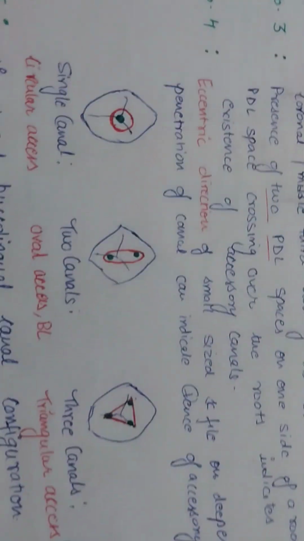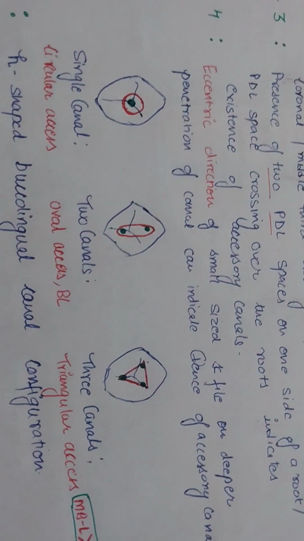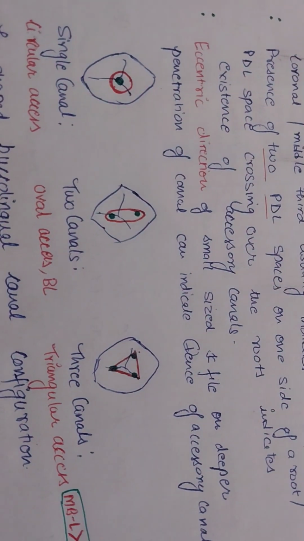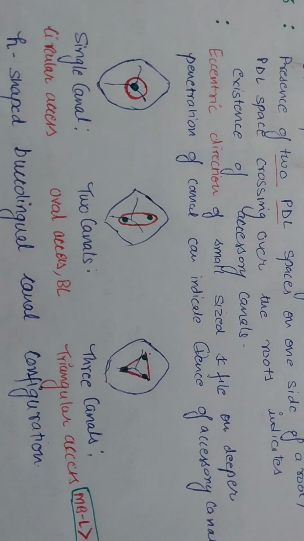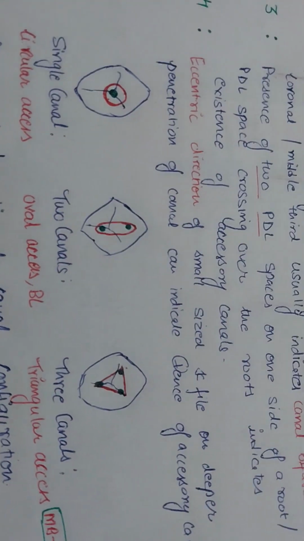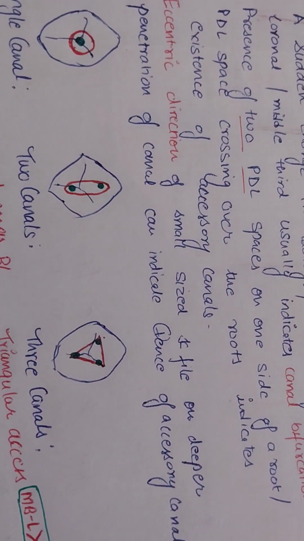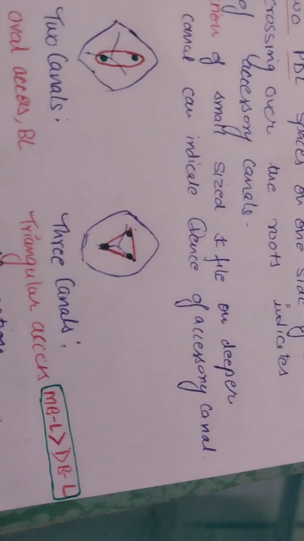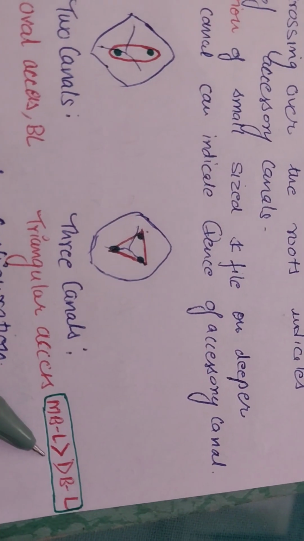Tip number 4: we have to check the size of the access, and the size and location of the orifice. An eccentric direction usually indicates the presence of accessory canals. If there is a single canal, the access is circular. If there are two canals, the access is oval, and when there are three canals, the access is triangular. Mostly in such cases, the distance from the mesiobuccal to the lingual is greater compared to the distance from the distobuccal to the lingual.